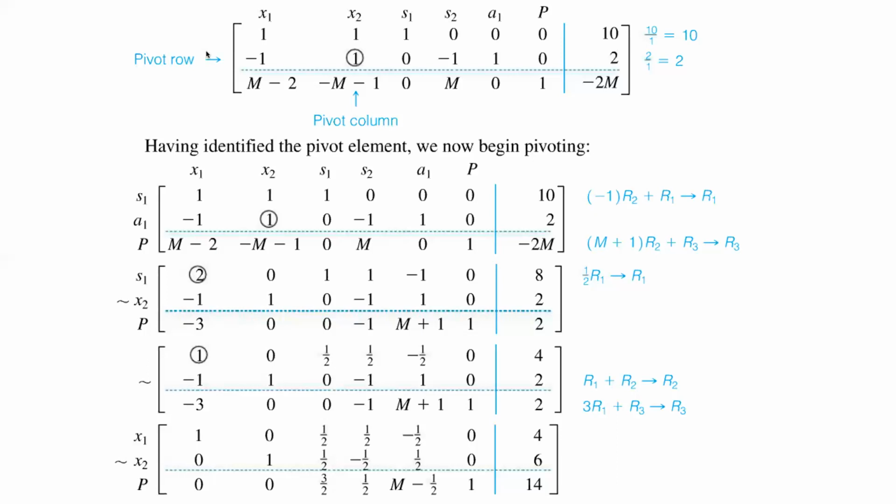And so we do the ratio of the right-hand side, 10 divided by 1, and we see that it is 10. And then we do the ratio of 2 divided by 1, and we get 2. So that means this is going to be our pivot element, and we're going to pivot on that row. And so now what we need to do is get 0s above and 0s below.